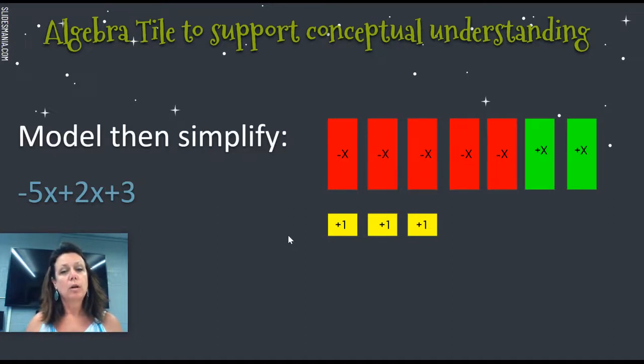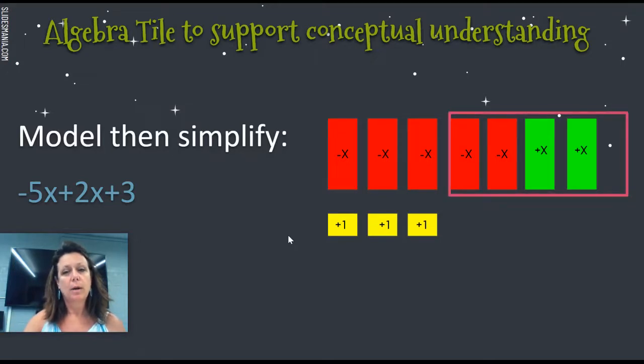And then the smaller squares that are red and yellow, or as sometimes they consider them, a light tan, are considered the constants. And so in this case, we have 3 yellow, which means that's our constant. So this is a visual model for negative 5x plus 2x plus 3. So let's continue watching what happens.